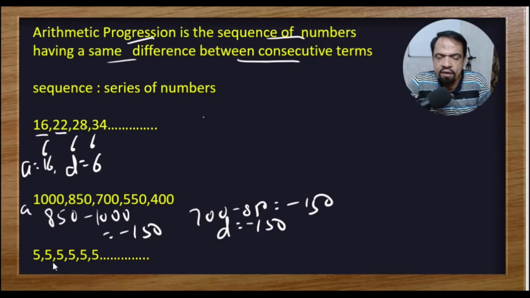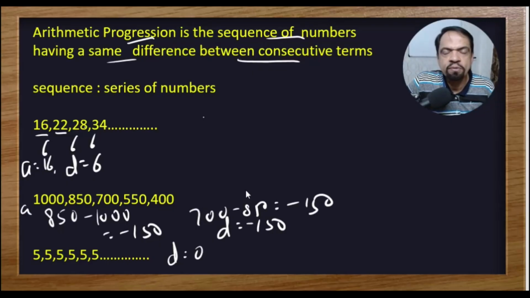Now next term देखिए, all terms are same, so the common difference is 0. So common difference can be 0, can be positive, can be negative. So common difference decimal भी हो सकता है, and then common difference can be an irrational number. So any real number can be the common difference.